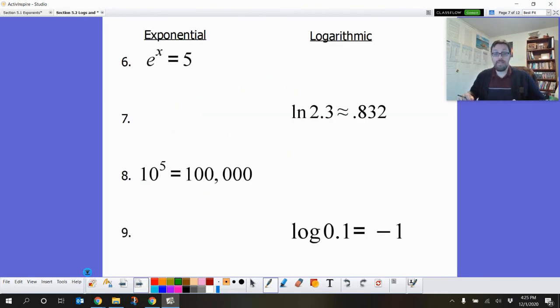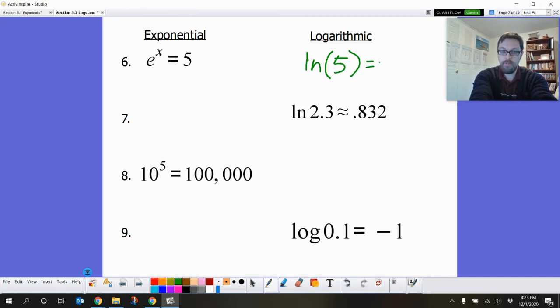Let's write a couple of these ones. So I have e to the x equals 5. If I wanted to translate that into a logarithm, I would write log base e. But as soon as that pops into my head, I'm like, no. I don't write log base e. I write natural log of the other side, 5 equals x.